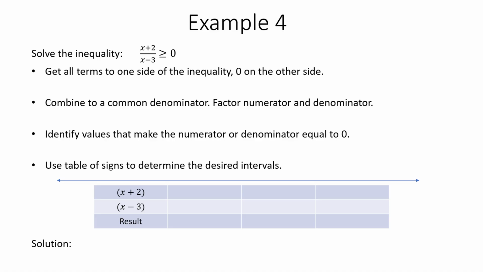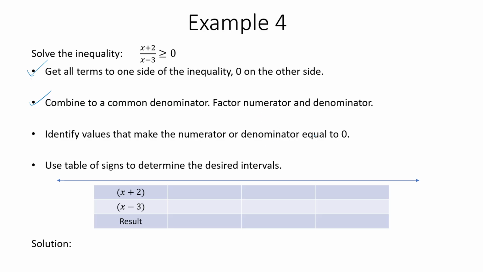All right, here we have the setup x plus 2 over x minus 3. We already have everything to one side and a 0 on the other side. Everything has a common denominator and everything's factored. So we've checked the first two things off the list. It's already set up to be very nice for us.